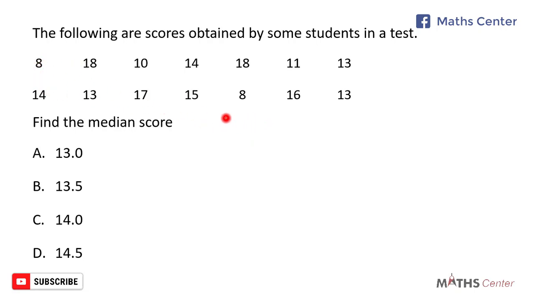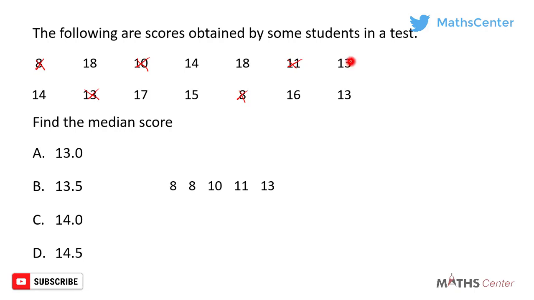When we look through, we can see that the least score is 8, and we have 2 of them. So we have 8. I'm going to cross it out so that you can see. So we have one of the 8s here, and the other one is also here. Then the next one is 10. So I'll cross that one out. The next one will be 11. The next one is 13.